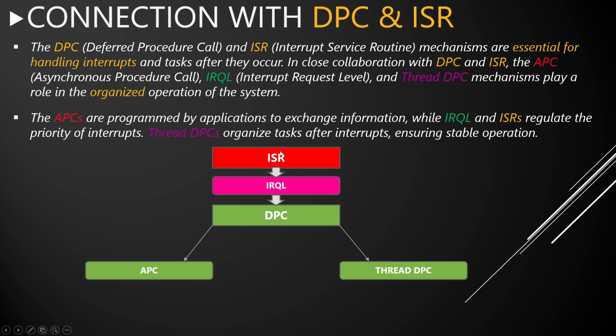The first is the ISR, because when we have an interrupt, the first responder is the ISR. After that, the IRQL will define the priority, and if the task is deferred, the DPC will execute, and a part of this task will execute from the APC without interrupting the DPC execution, and also Thread DPC will navigate the DPC.